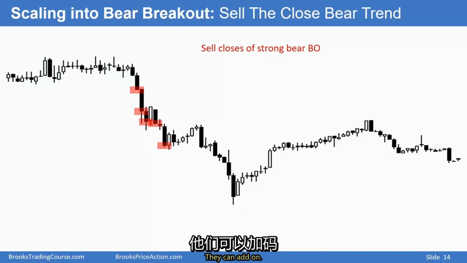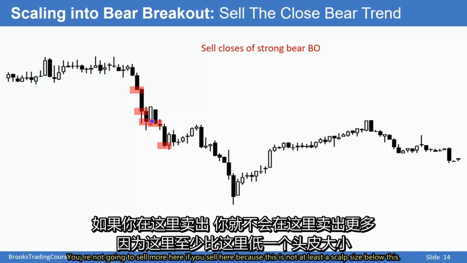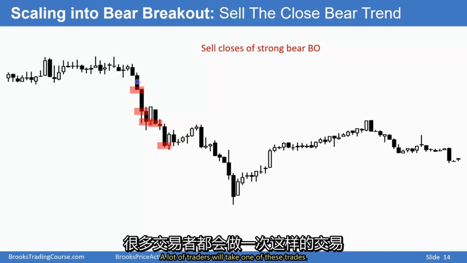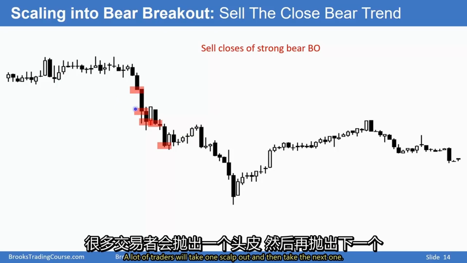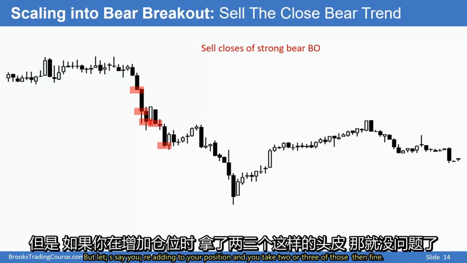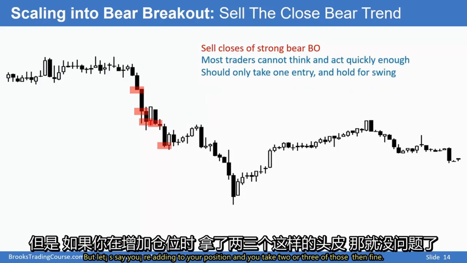Here are examples of possible entries. They can add on. They take a position here, sell more here, sell more here. You're not going to sell more here if you sell here, because this is not at least a scalp size below this. A lot of traders will take one of these trades, maybe one or two. A lot of traders will take one, scalp out, and then take the next one. But let's say you're adding to your position and you take 2 or 3 of those.